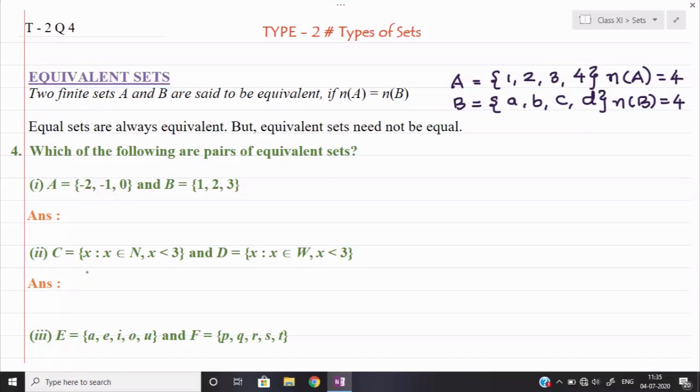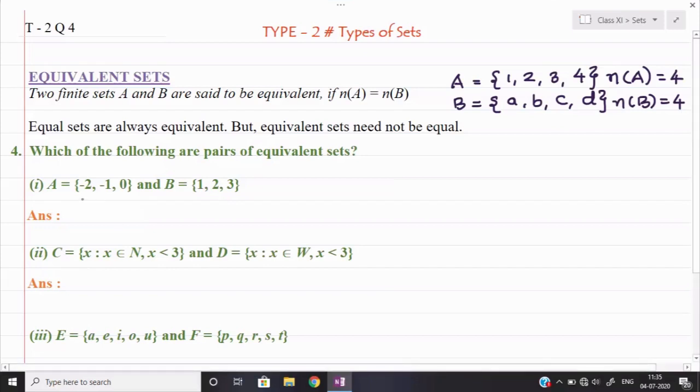In the lower classes, I think you have covered some definitions like congruent triangles and similar triangles, right? So congruent triangles would definitely be similar, but similar triangles need not be congruent. The same definition applies over here on equal and equivalent sets. Okay, so let us see the first part.